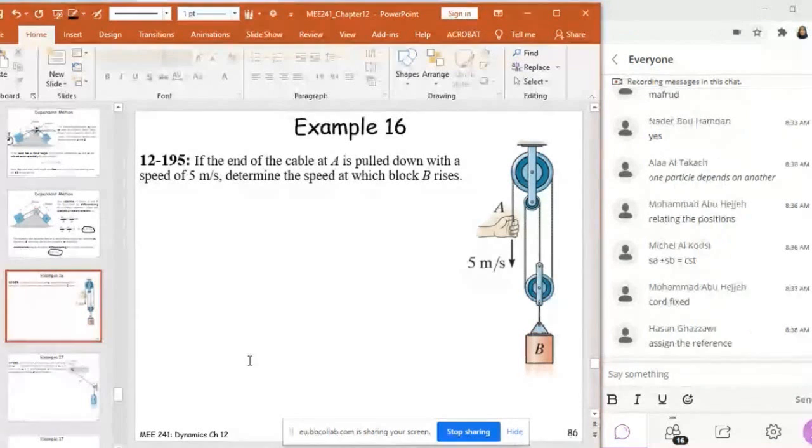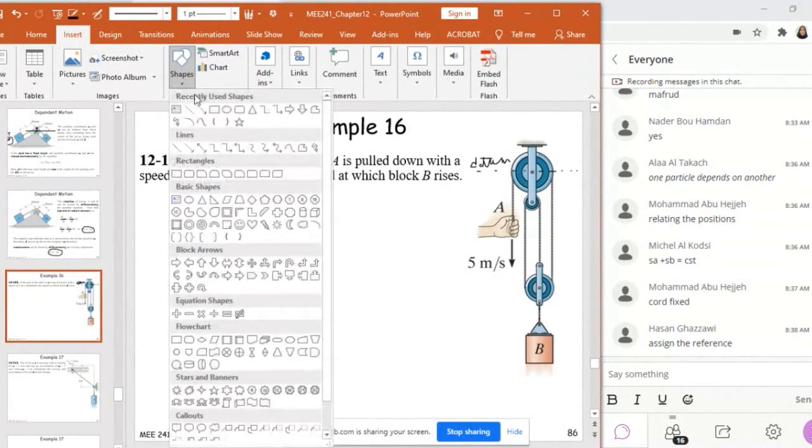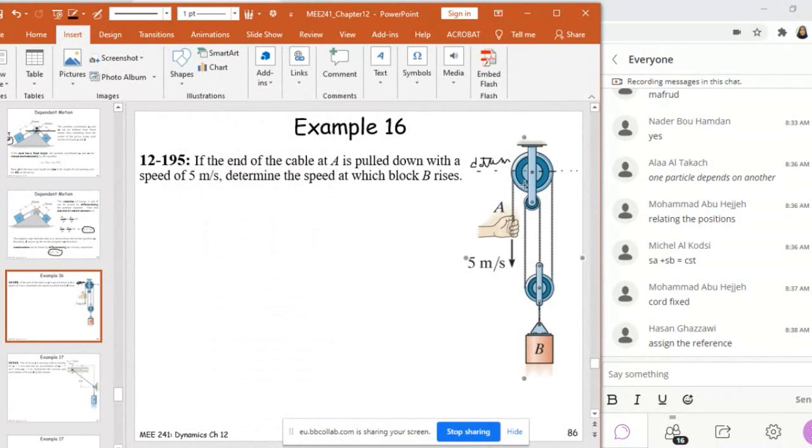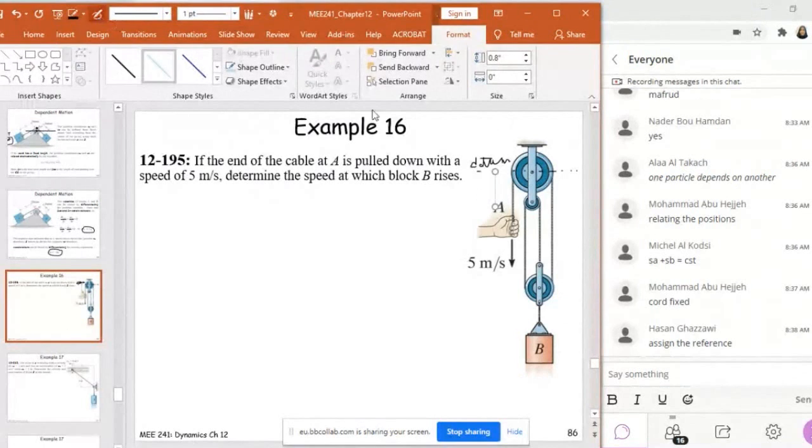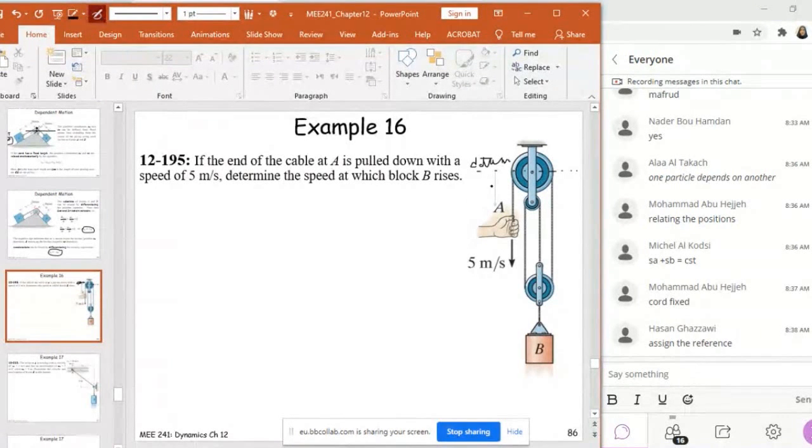It's to assign the reference, which is called the datum, right? So I'm going to assign the datum at this point, which is the center of the pulley. So this will be my datum. And then I'm going to assign this as SA, all right? So this will be SA.